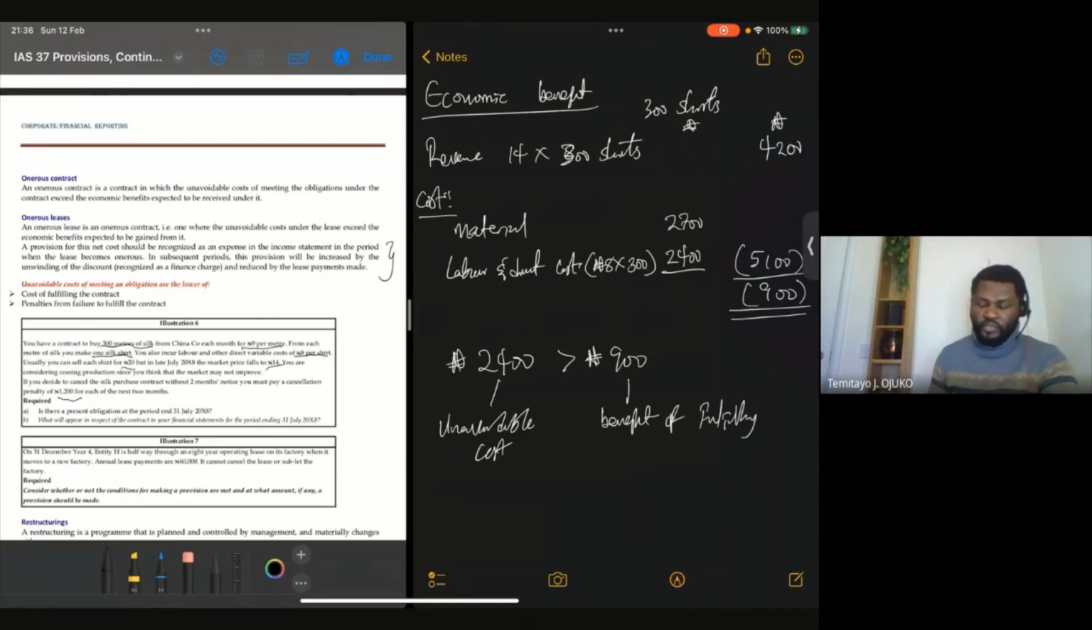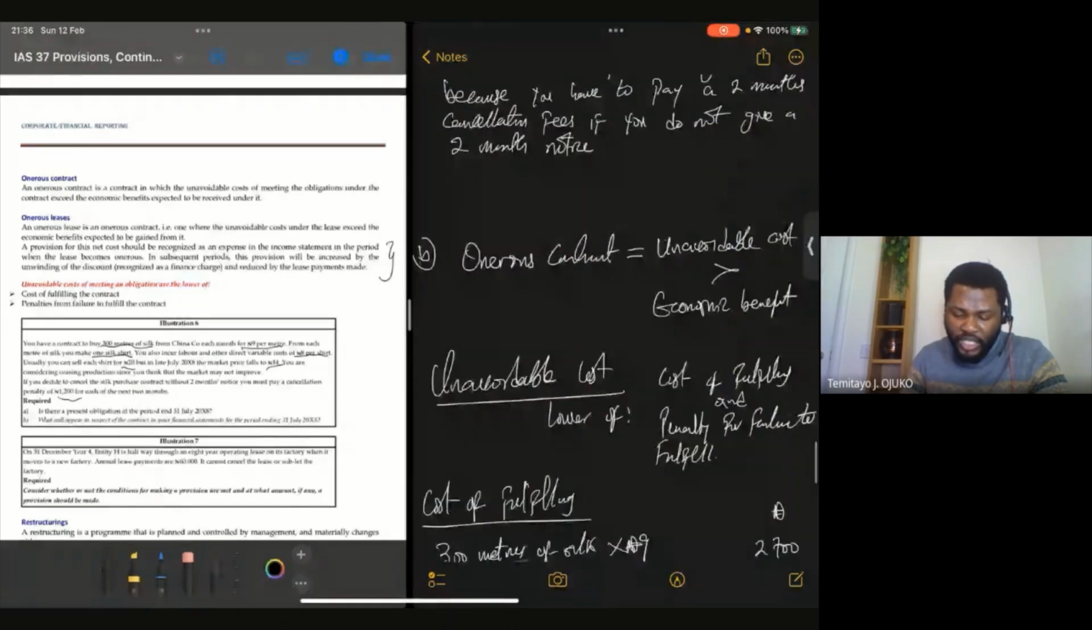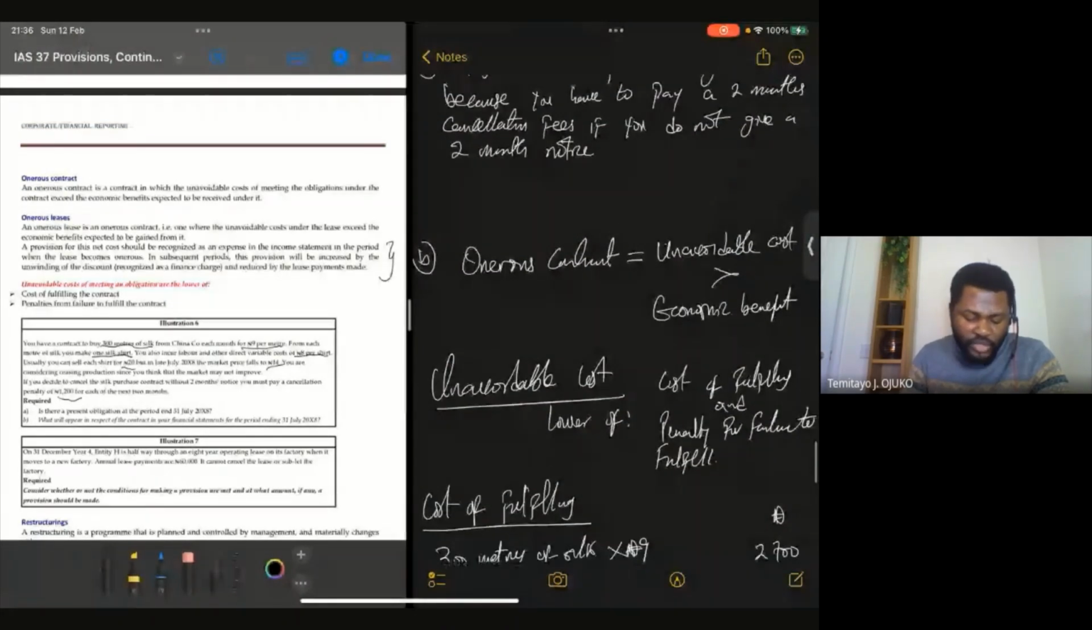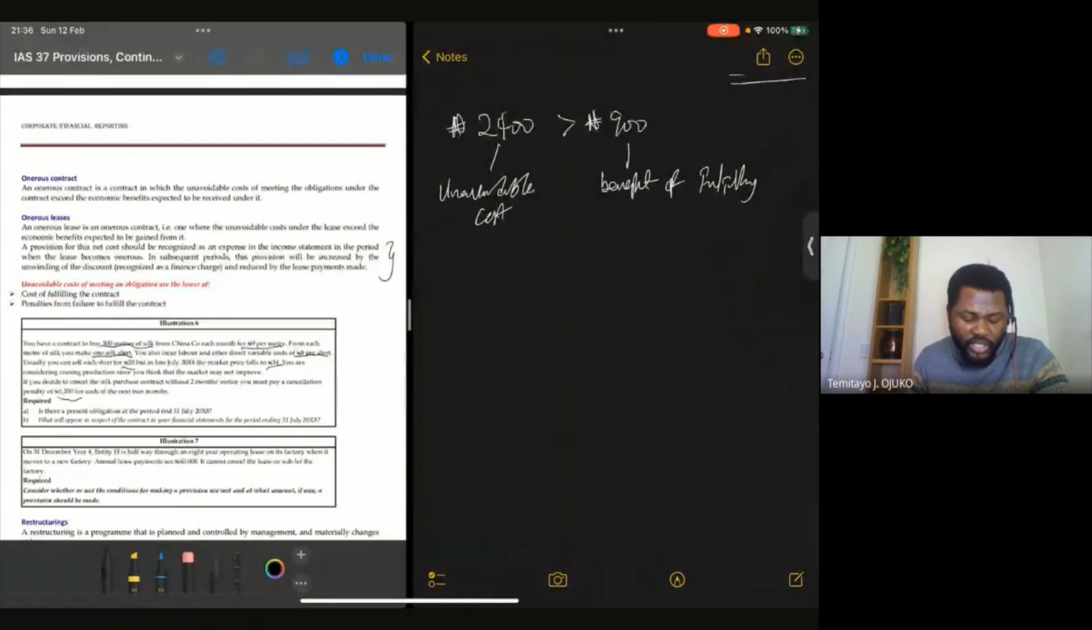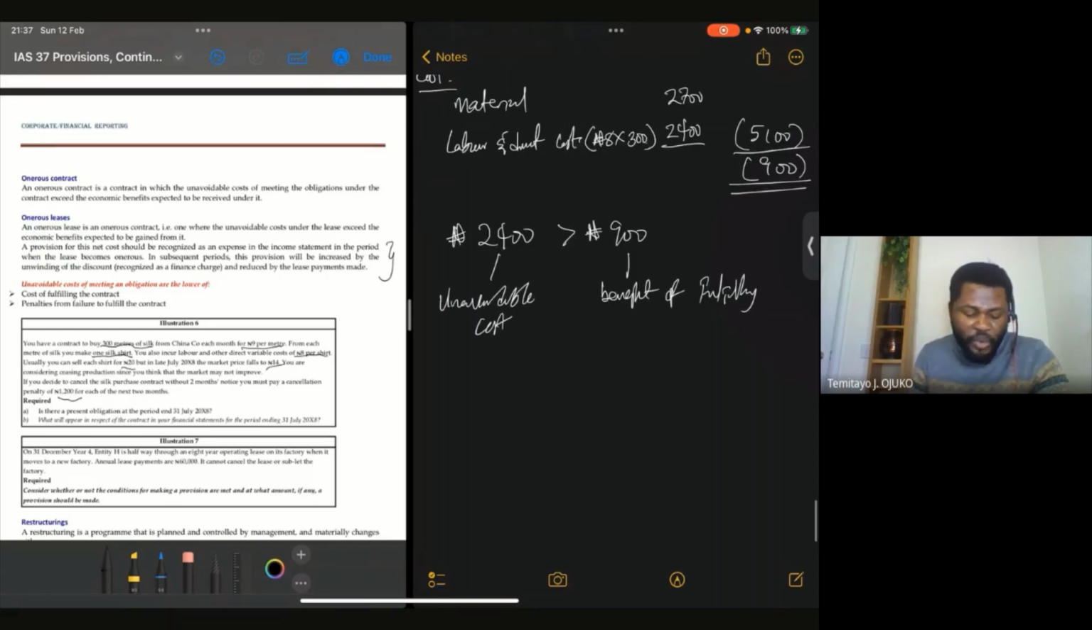Benefit of fulfilling. So it is an onerous contract. What we are paying in respect. So this is another point for the reason why there's an obligation up there. Now the question is what will appear in respect of the contract in your financial statement for the period ending 31 July 20x8.